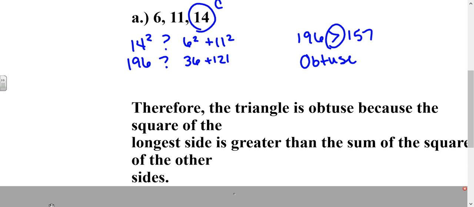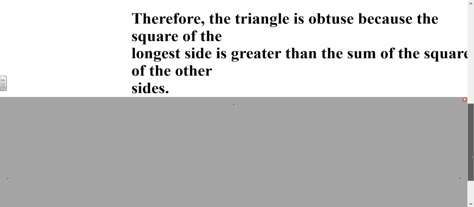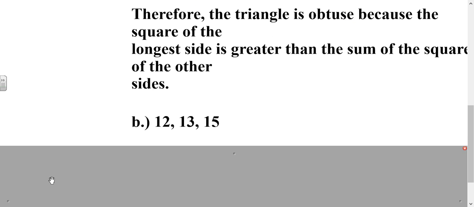We figured out that the triangle is obtuse because c squared was greater. All right, let's try this one. We have 12, 13, and 15. Obviously 15 is the largest, so that one has to be c. And when you're writing this, you need to make sure that you always put c first.